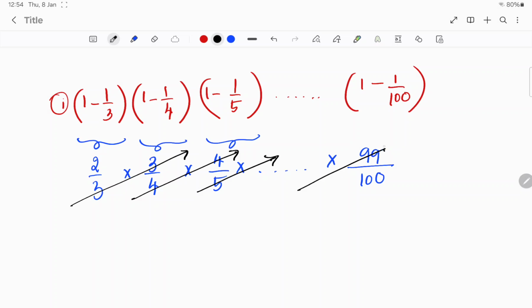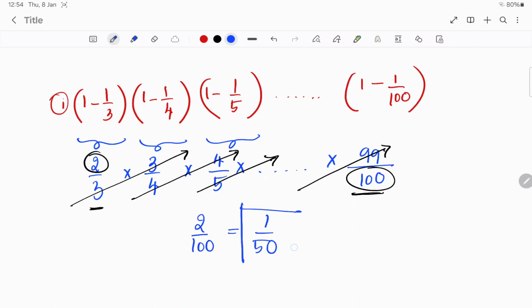The last term same direction will be cancelled, numerator value will be cancelled. Here from the first term we take numerator value, from the last term we take denominator value. So the final answer is 2 by 100, that can be written as 1 by 50. The final answer is 1 by 50. Here just don't make a mistake: the numerator value of the first term is not cancelled, and the denominator of the last term is not cancelled.